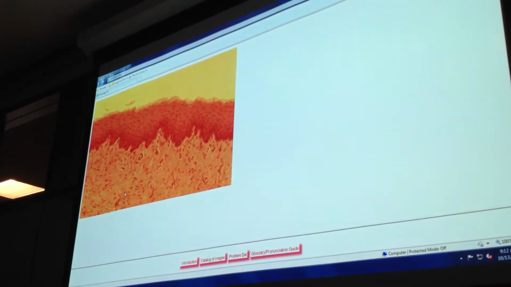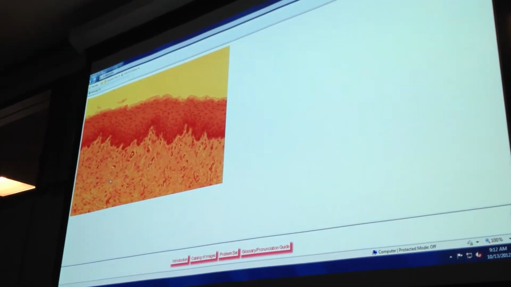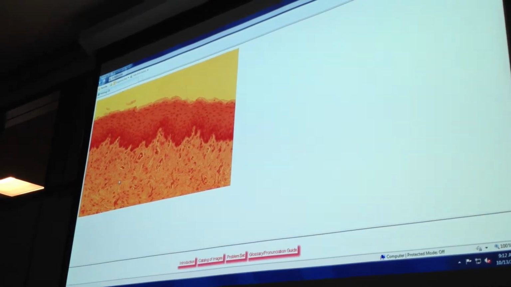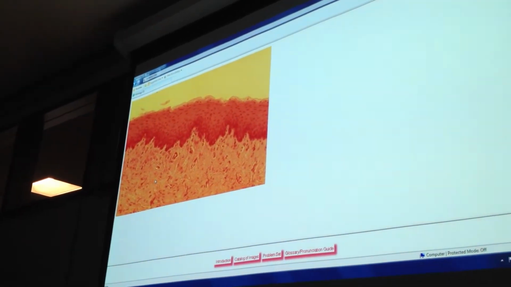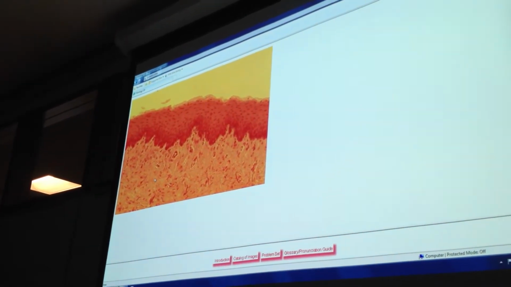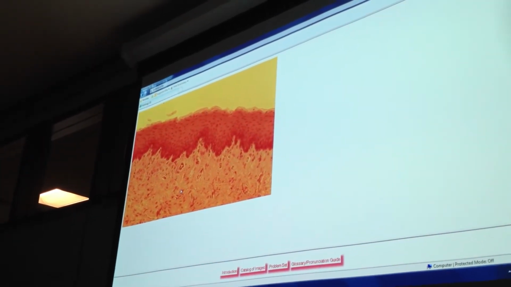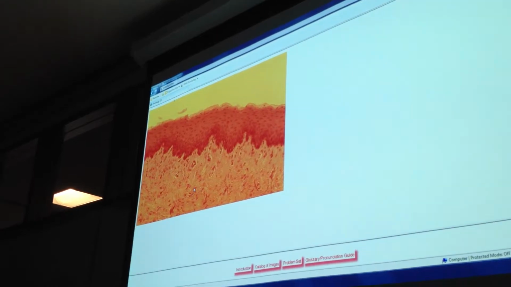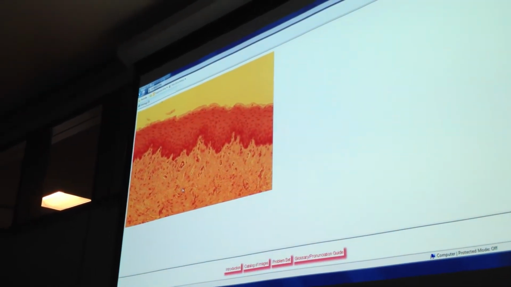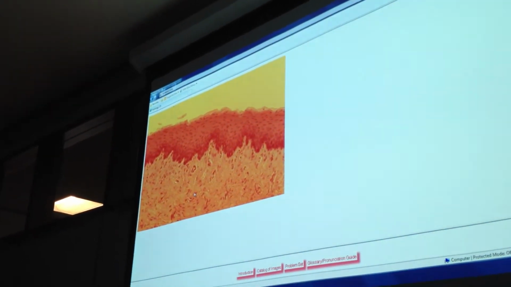Basement membrane. Okay, what's this down here? This is where they're talking about what? Dense, irregular connective tissue. Dense because you can't see individual fibers. Irregular because it's going all over the place. Okay.